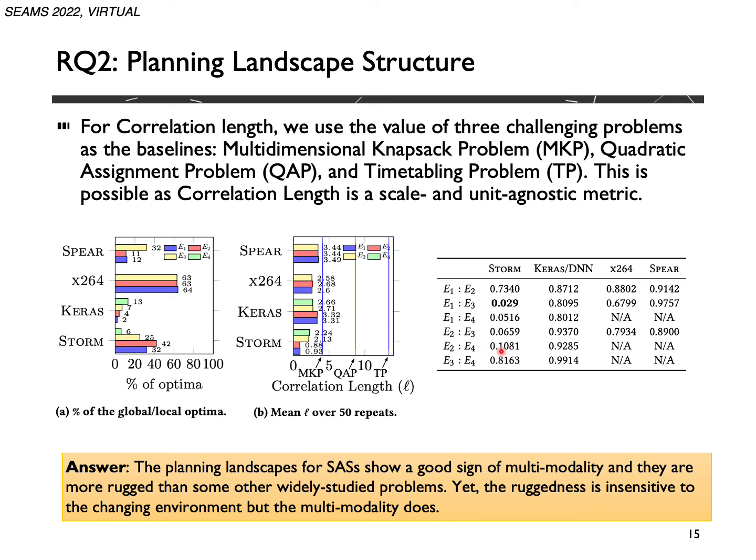If you compare the correlation length between different environments, we see that the differences aren't that significant statistically. That led us to answer that the planning landscape for SAS shows a good sign of multimodality, and it is more rugged than some other widely studied problems, yet the ruggedness is insensitive to the changing environment, but the multimodality is not.